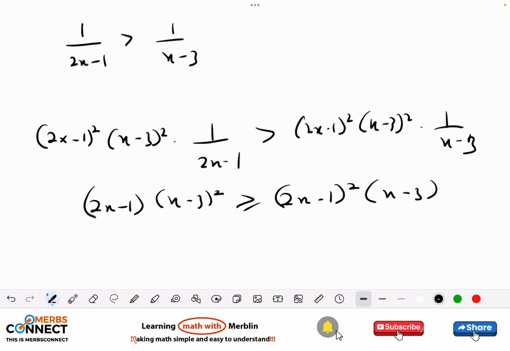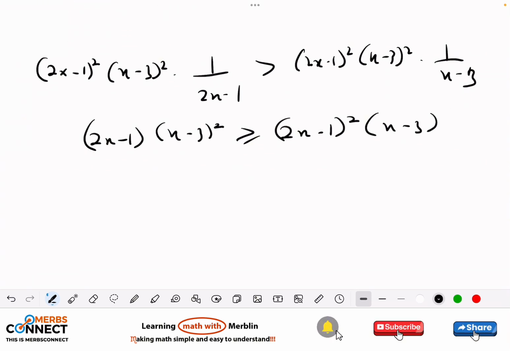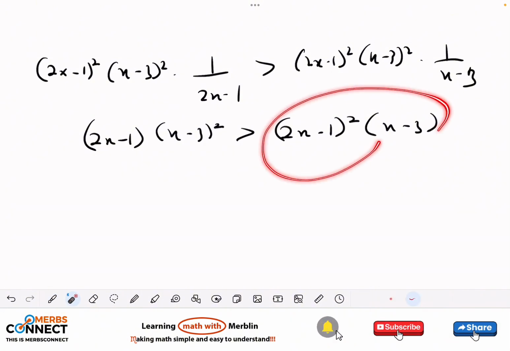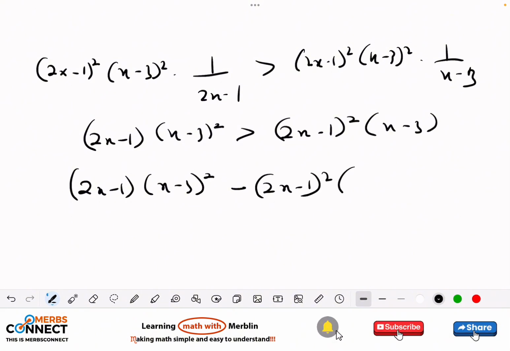Right. Good. So now what we can do is we can try to simplify, and I can do some nice stuff here. So let's do some nice stuff. What are some of the nice stuff that we need to do here? I'll try to move this one right here. So I'll have something like 2x minus 1, x minus 3 squared. And when I move this one, I'll have minus 2x minus 1 squared, x minus 3 greater than 0.